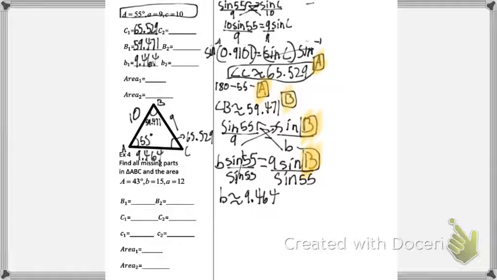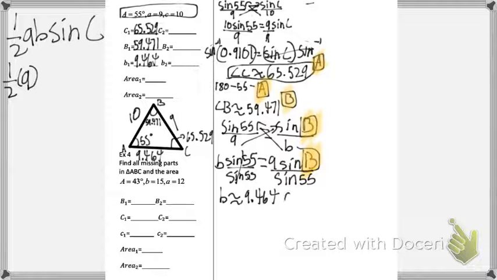And now let's find the area. We know that one of the formulas for an area is 1/2 AB times sine C. So we can do half times 9, and side B, let's save side B for letter C.